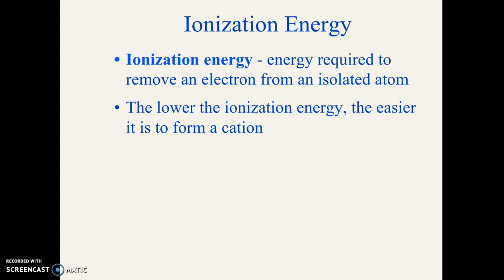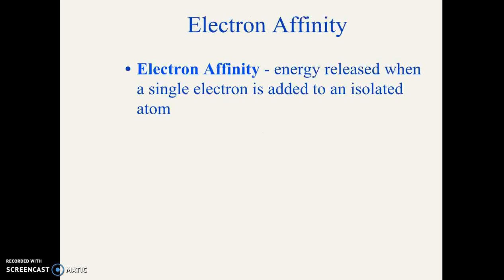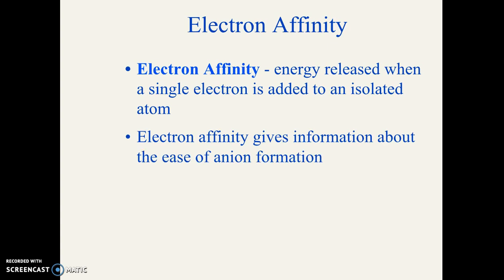Electron affinity is the energy released when a single electron is added to an isolated atom. So if I were to just give the atom an electron, the electron affinity tells you how easy it is for it to take it. So when you think about ionization energy versus electron affinity, they're exact opposites of each other. How much do you want it versus how much do you not want it? Ionization energy is you wanting to lose it. Electron affinity is you wanting to gain it.